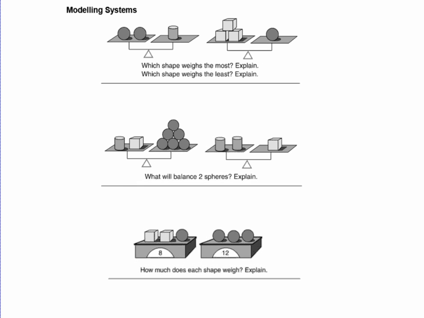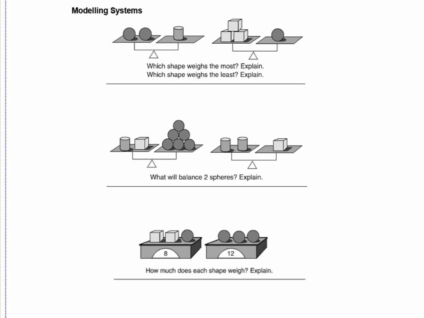The cylinder had to weigh the most, because if one cylinder is 2 spheres and one sphere is 6 cubes, the cylinder weighed the most. Who weighed the least? Cubes. Because if one sphere is 3 cubes, that would mean that if you had one sphere, it would be 6 cubes. The cubes weigh the least.